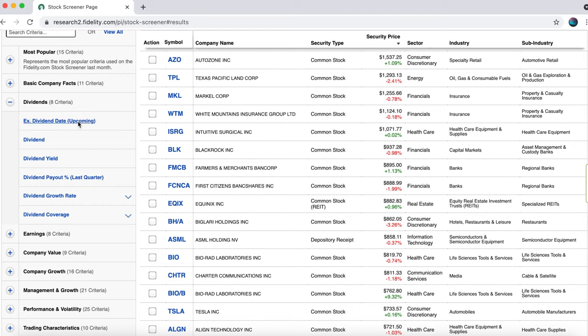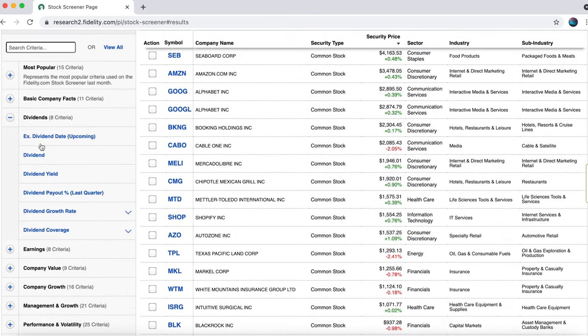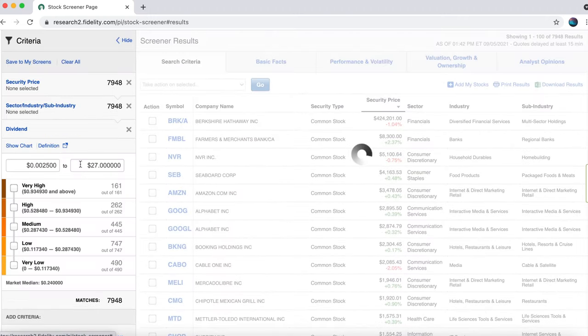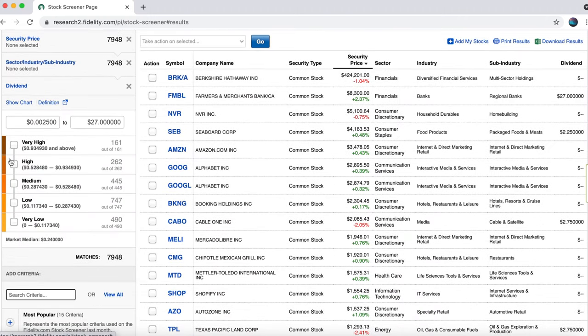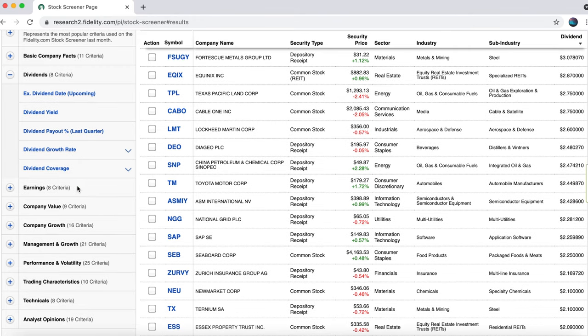What's cool about here is you can actually see if the ex-dividend date is upcoming, and you can see different ones that are coming up. So you also have the dividend amount. So if you're looking for a high dividend, dividend payouts in terms of percentage and quarter, how the company's doing in terms of its dividend growth rates, etc.